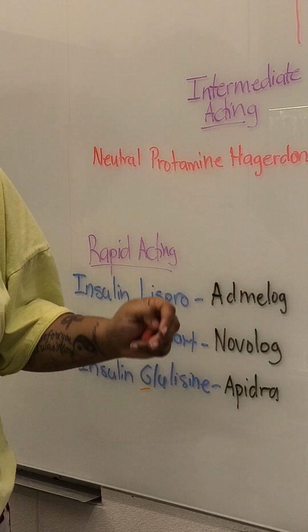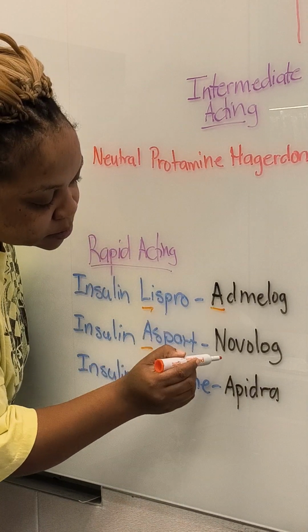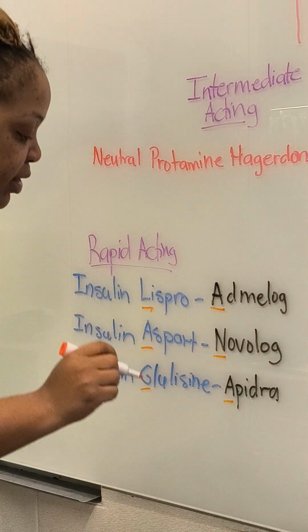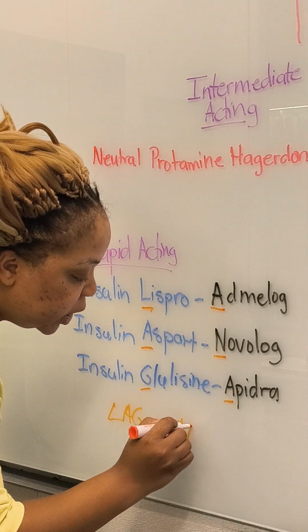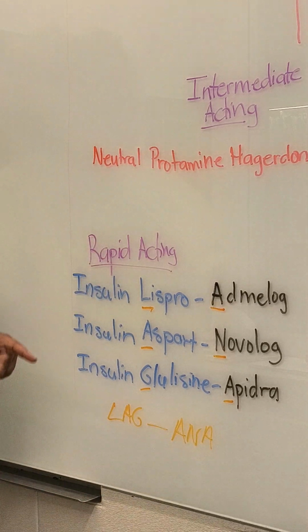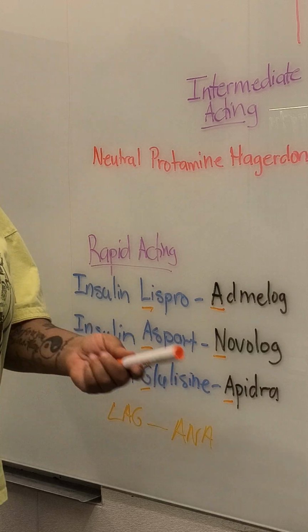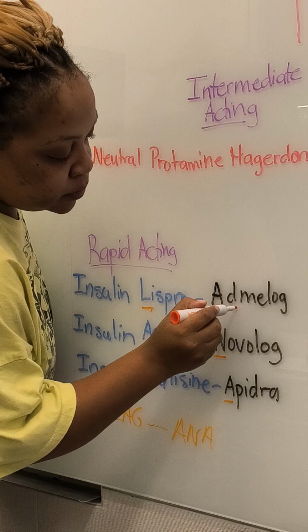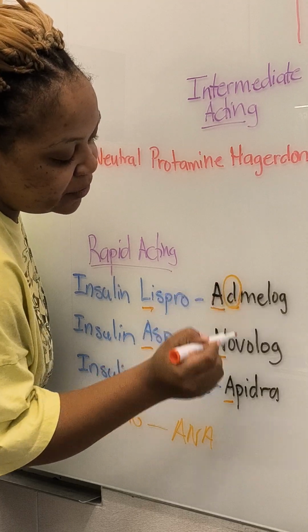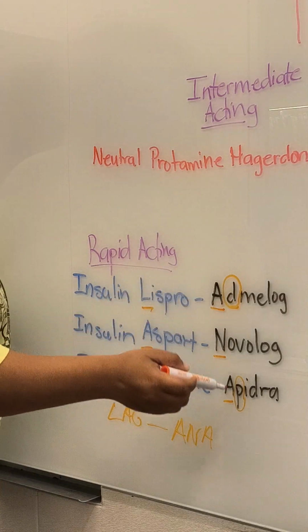I also put this in the specific order for this reason. Lag is Anna. Let me write it down for you. Lag and Anna. A-N-A. So A-N-A tells me Admelog, Novolog, Apidra. How do I remember which A is which one? This is how I taught myself. Think about the second letter. If I had to put these in alphabetical order, what comes first? D would come before P.